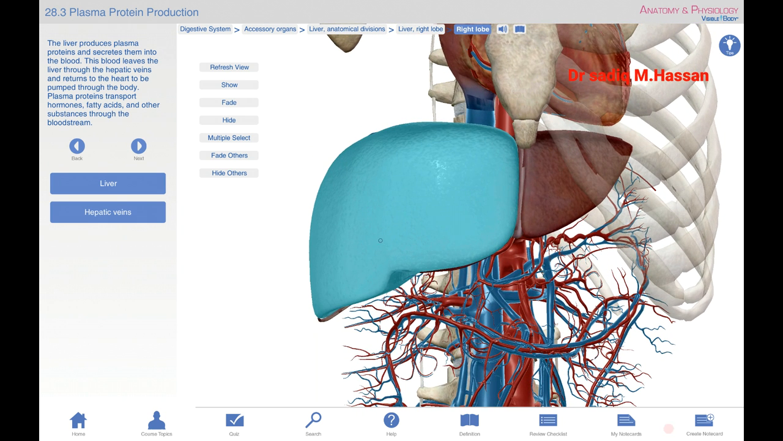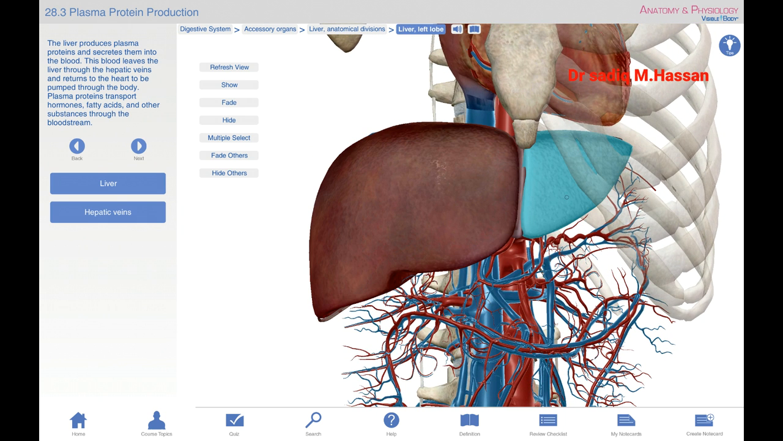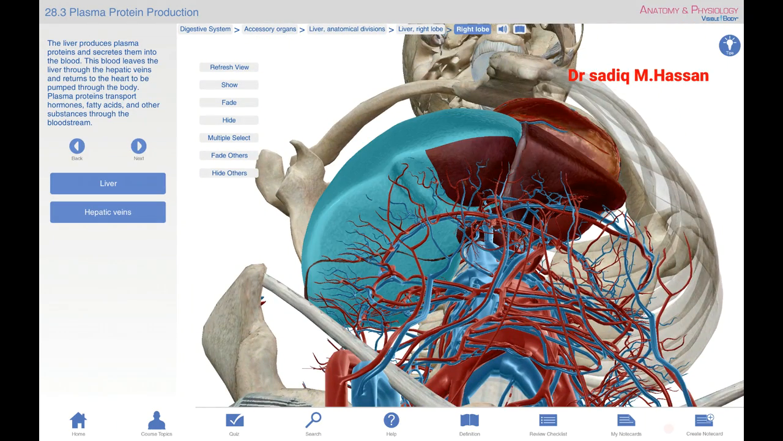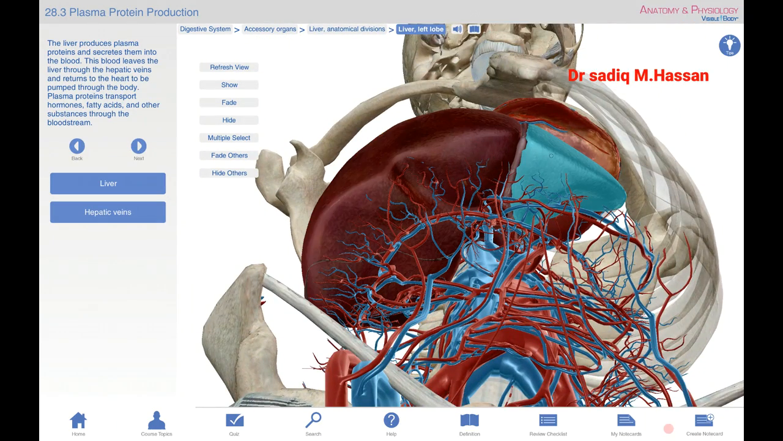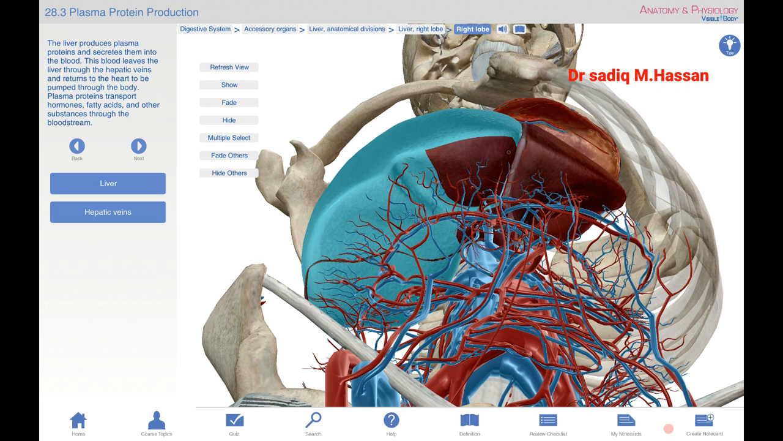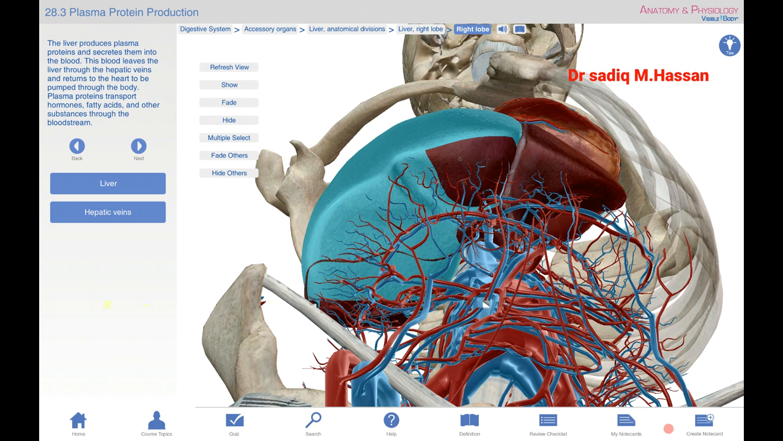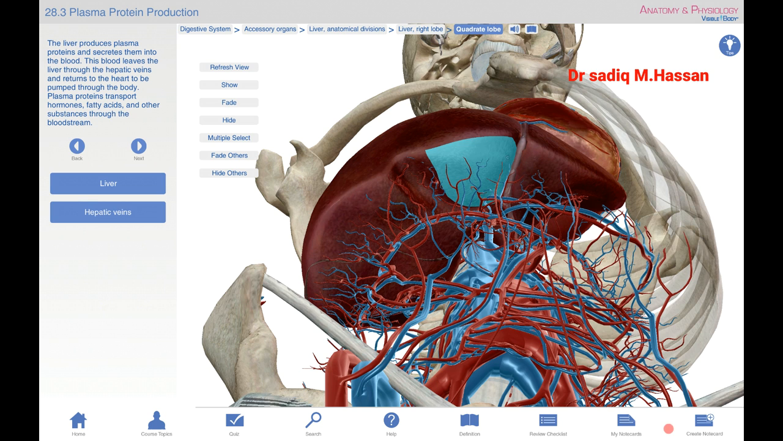You see the liver. This is the right lobe of the liver. This is the left lobe of the liver, which is triangular in shape. And this small area is called the quadrate lobe of the liver.